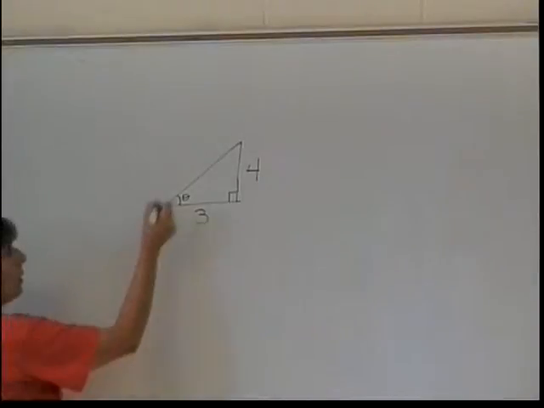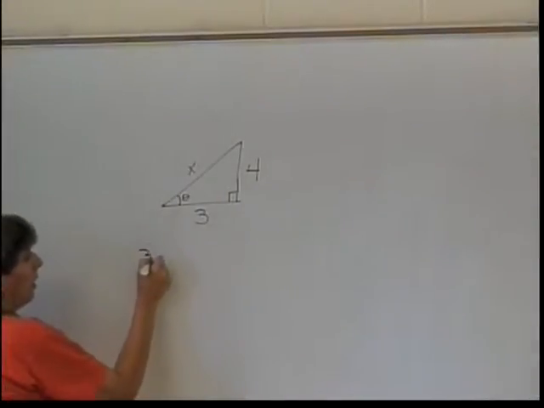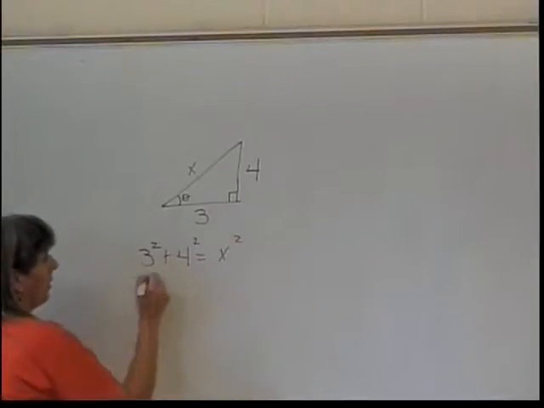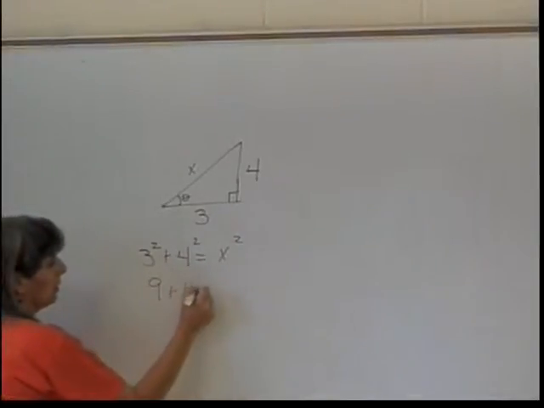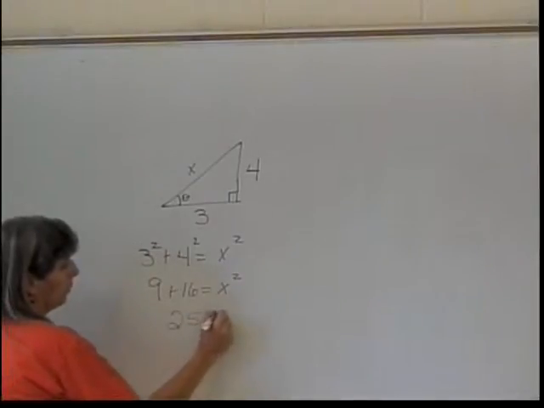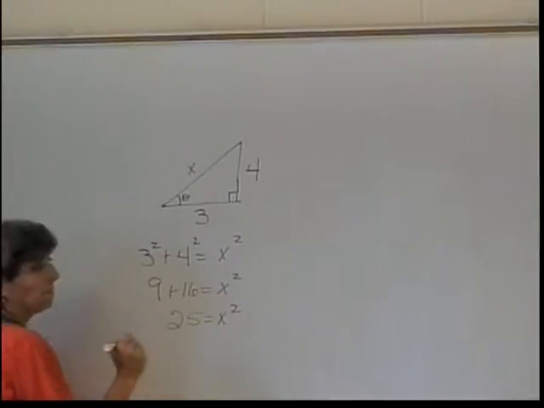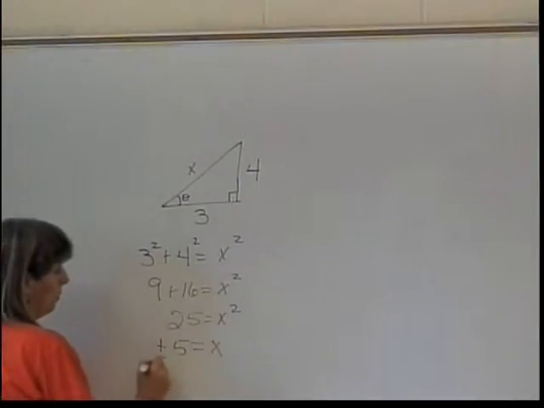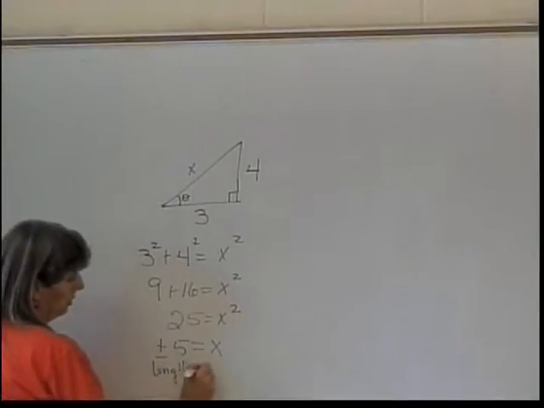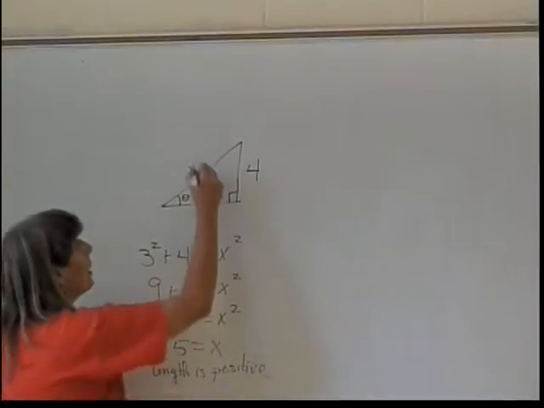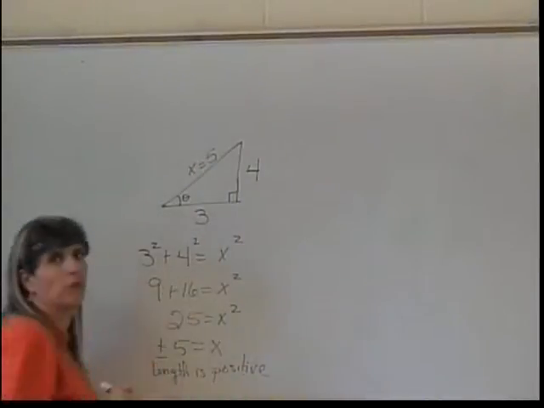So to calculate the hypotenuse, we'll call it x. I'll have 3 squared plus 4 squared equals x squared. That gives me 9 plus 16 equals x squared. So 25 is equal to x squared. So x equals what? Plus or minus 5. Which one do I keep? Length is positive, so I'm going to keep 5.